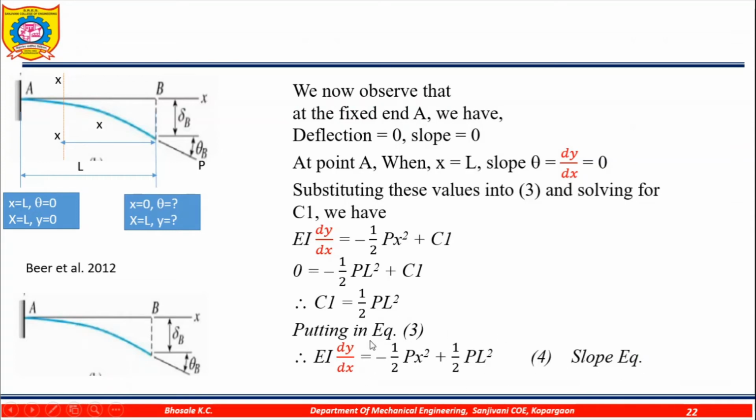This equation will be called the slope equation. EI dy by dx will be equal to minus 1 by 2 px square plus the value of C1, 1 by 2 PL square. So what is the use of this slope equation? We will have to find out the slope at the point B. In that condition, we put the boundary condition of x equal to 0. So x equal to 0, what is the value of theta? This is the boundary condition of point B, and then we will find out the slope at point B.